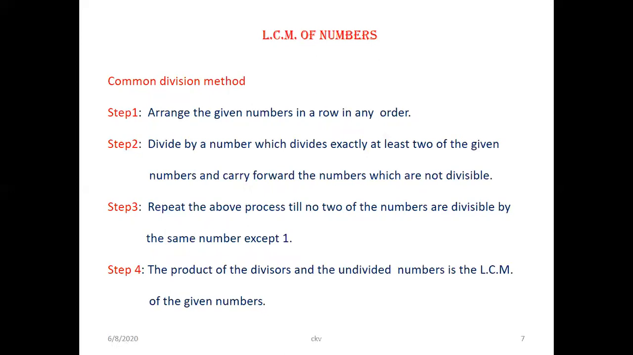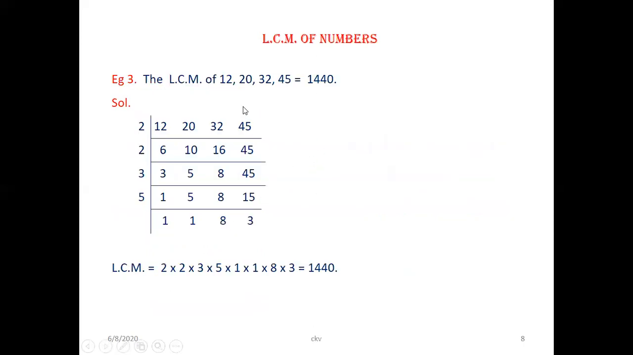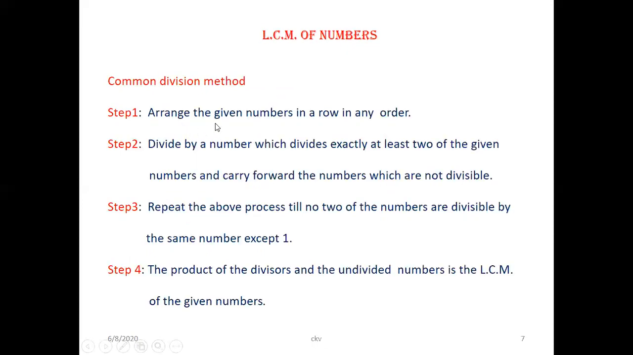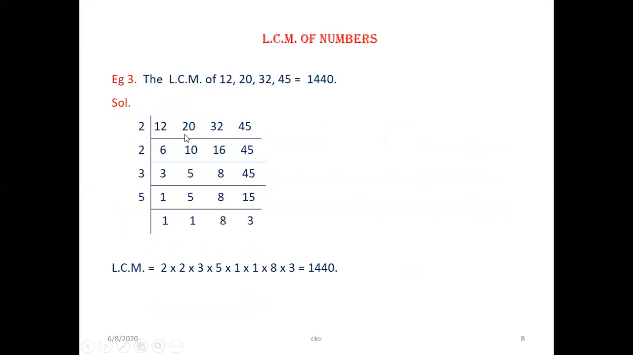Now let us go to the common division method. I will explain to you through a problem. Afterwards, we'll come back to the step-by-step process. See, here we have 4 numbers and we have to find the LCM of these 4 numbers. Okay, so what you do is you arrange them like this. See, that is the first step. Arrange the given numbers in a row, in any order you like. So I arrange these numbers in a row.